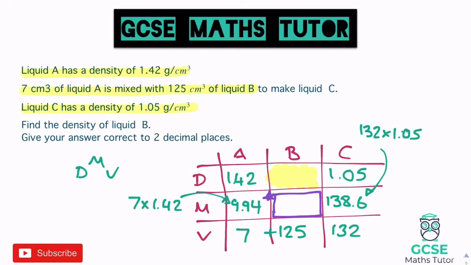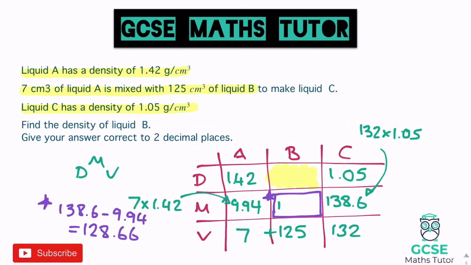I'm going to do the working out over here. We would have to subtract those masses. So I would do 138.6, and I'll take away the mass of liquid A, the 9.94. Okay, there we go. So if I work that out, 138.6, take away 9.94, we end up there with 128.66. So that must have been the mass of B that was mixed in.